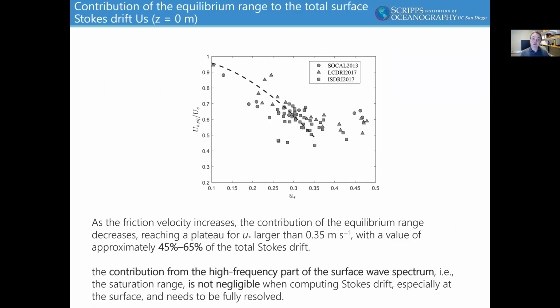So the first thing we can look at is the contribution of the equilibrium range to the total Stokes drift, and this is what I'm showing here: the ratio between the Stokes drift computed in the equilibrium range and the total Stokes drift, for those three experiments as a function of friction velocity u star. As the friction velocity increases, the contribution of the equilibrium range decreases, which makes sense, reaching a plateau for u star larger than 0.35 meters per second, with a value that is quite significant, close to 45 to 65% of the total Stokes drift.